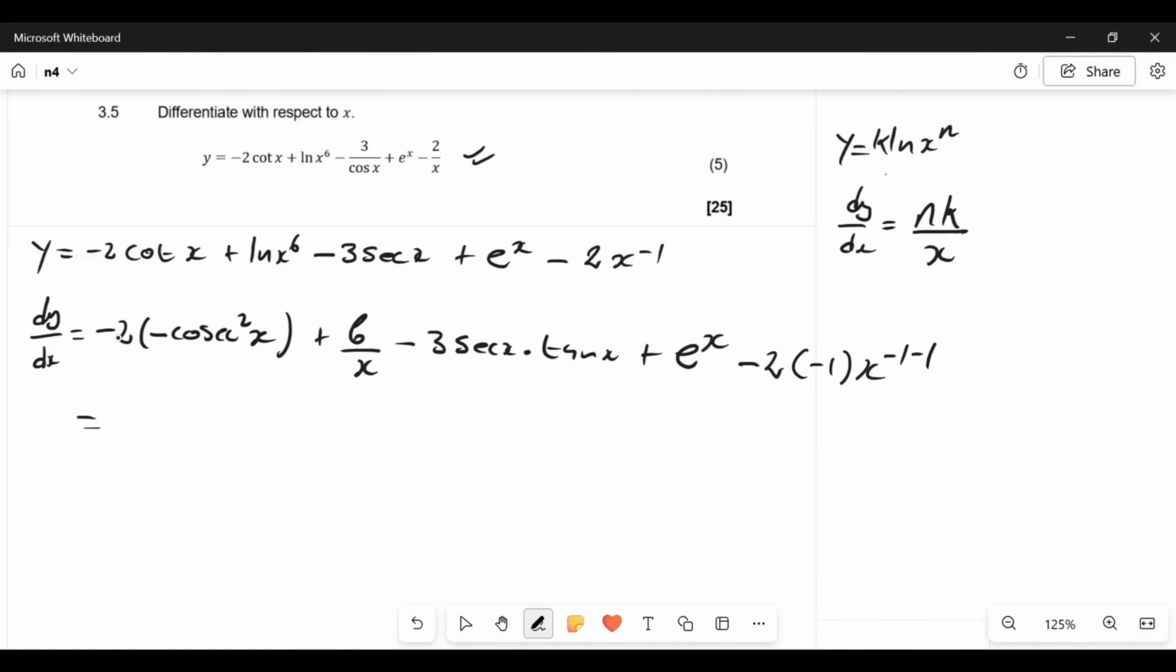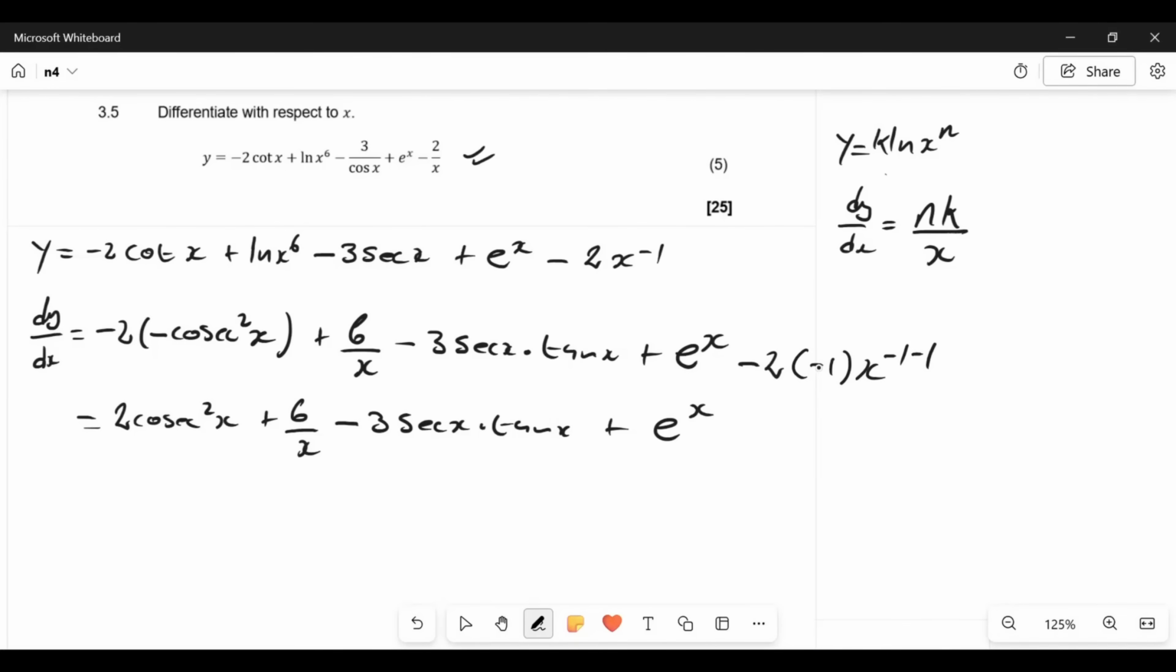The second term here, we have -2 multiplied by negative cosec squared. It's going to be 2 cosec squared x, right? And then the second term is just 6 over x. And the third term is just -3 sec x multiplied by tan x. And then the fourth term, it's going to be e to the power of x.